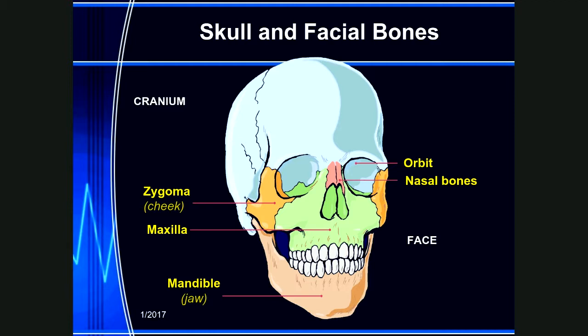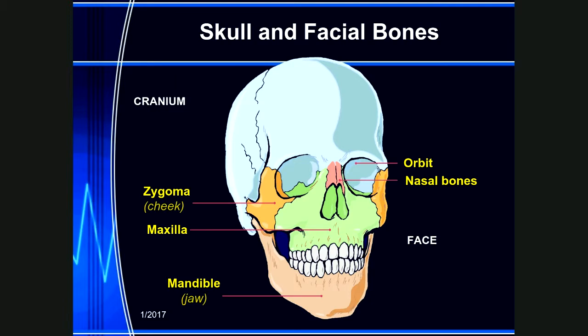Looking at the skull and facial bones going down the left side, we have the zygoma, which is the cheekbone. The maxilla is the upper part of the jaw. We have the mandible, which is the lower part of the jaw. The lower part of the jaw is the only movable part of the jaw, but the maxilla and the mandible are considered part of the jaw. You have the upper jaw, the maxilla, and the lower jaw, the mandible.